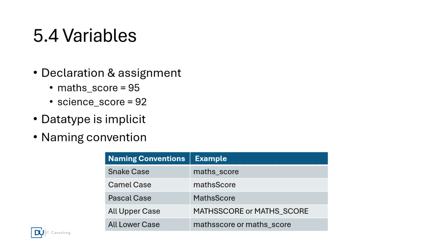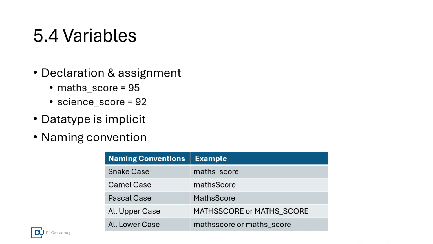Variables. To declare a variable in Python, you just have to write the variable name, equal to, and provide a value. So when we're declaring, we are also assigning a value to the variable. Data type in Python is implicit. So when you write max_score = 95, you are implying that max_score is of the data type integer and the value is 95.